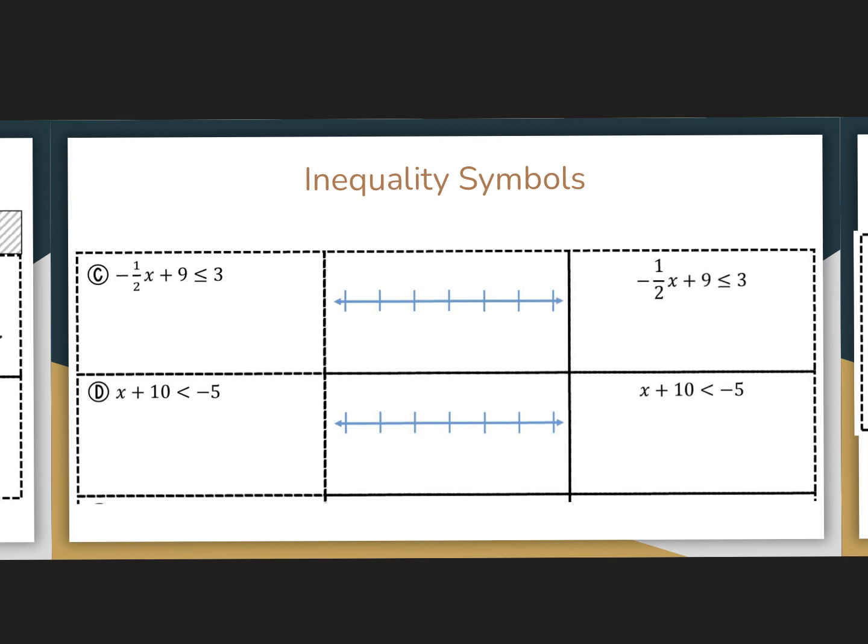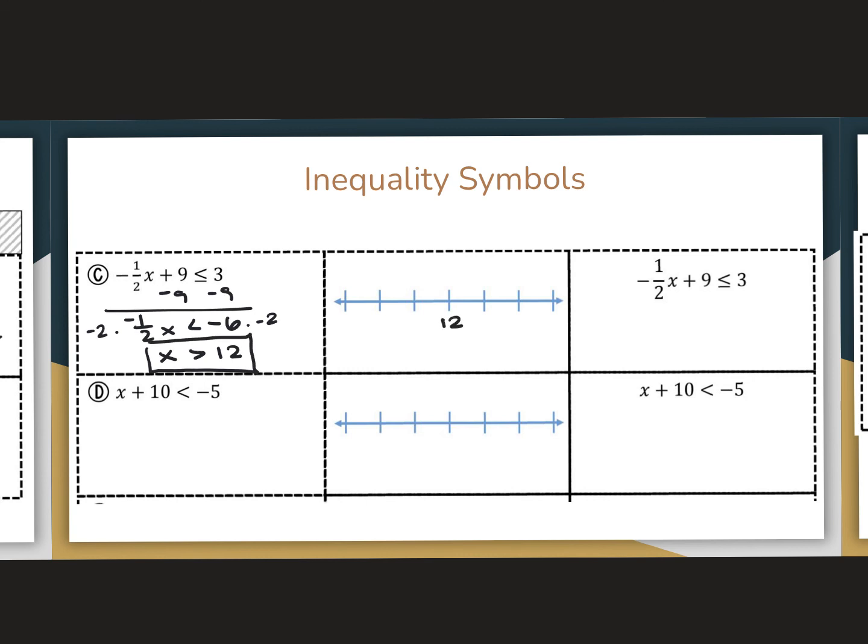All right, so again, following those same steps, I'm going to subtract 9 from both sides. I get negative 1/2 x is less than negative 6. Multiply both sides by 2 because we have to multiply by the reciprocal. So I get x is greater than 12 because, again, we had to flip the inequality sign.